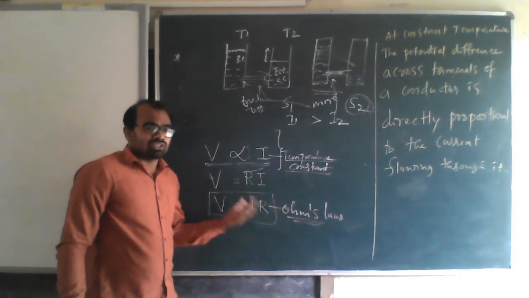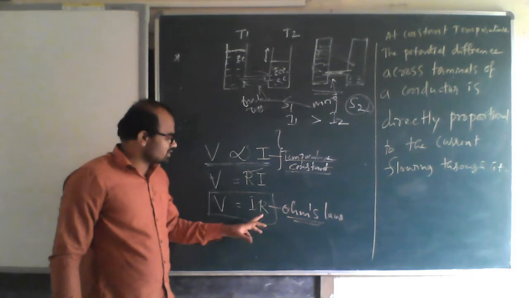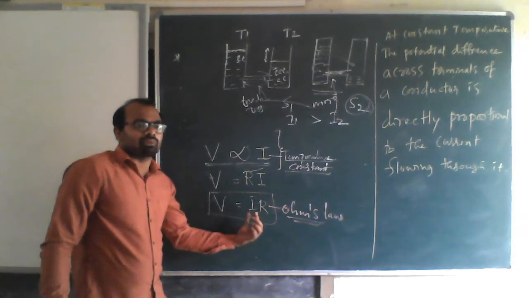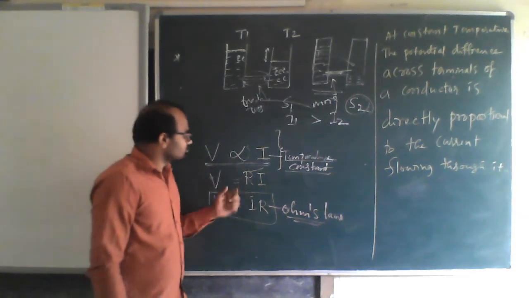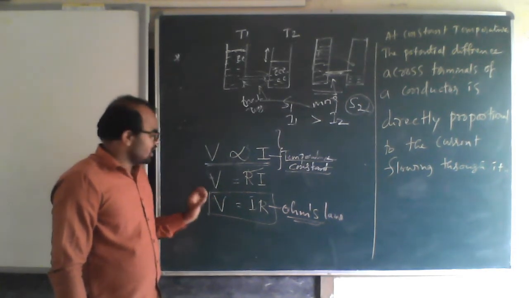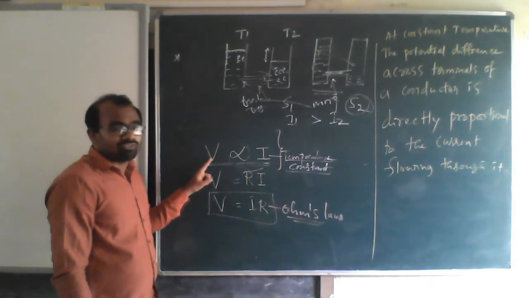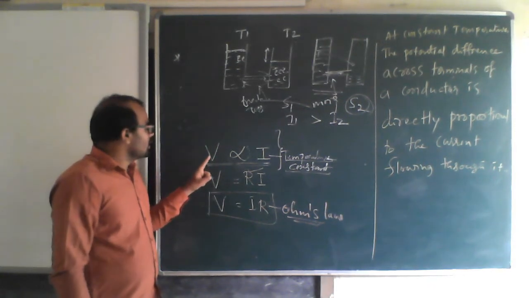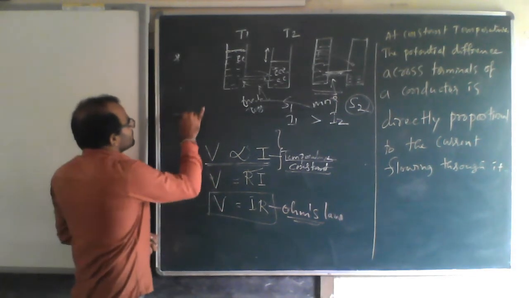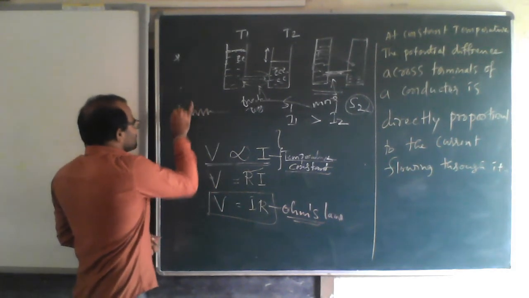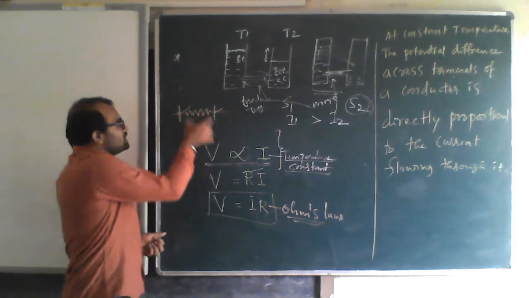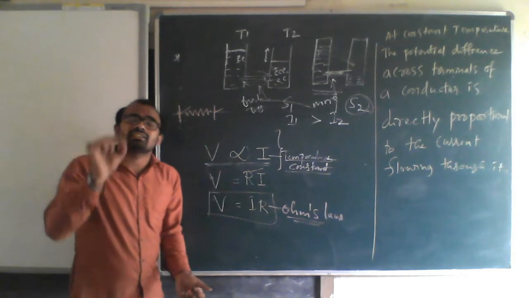Resistance is opposition to the flow of current. So resistance is exactly opposite to the current. But voltage and current are directly proportional. So you have to remember Ohm's law. What is Ohm's law? At constant temperature, the potential difference, or you can say voltage, both are same. The potential difference across terminals of a conductor. See, always potential difference is taken across the terminals. These two are terminals. Any 2 points we take, not only these 2 points, any 2 points we will take as across.